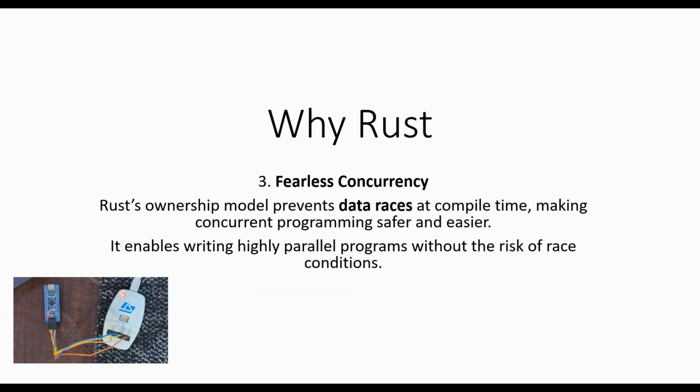Rust also has fearless concurrency. The Rust ownership model prevents data races at compile time, making concurrent programming safer and easier. It enables writing highly parallel programs without the risk of race conditions. We will be seeing this later on when we deal with POSIX related stuff in Rust. This series is basically meant for embedded systems, STM32 based microcontrollers. Maybe we'll go for some Linux based stuff later on, but the primary focus will be on microcontrollers as of now.